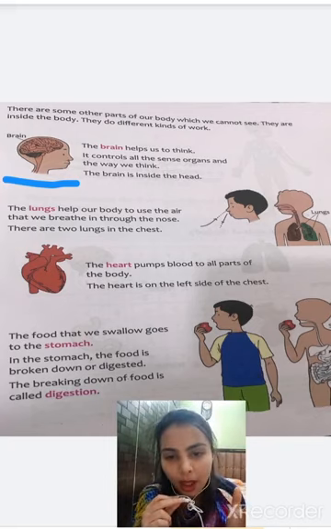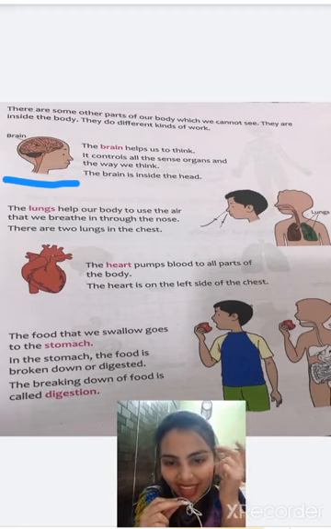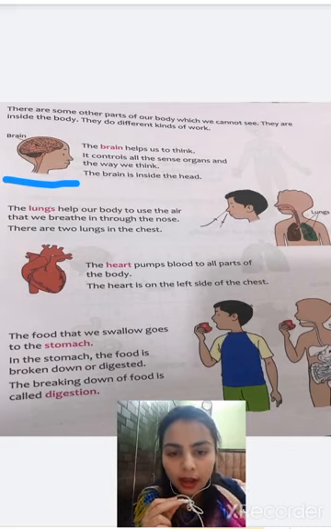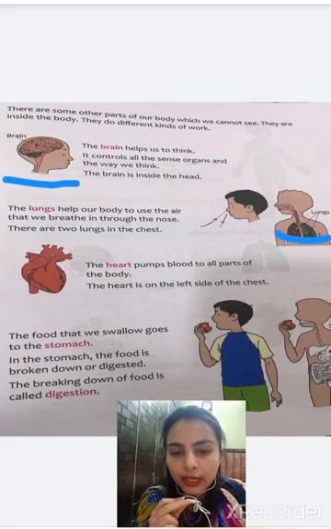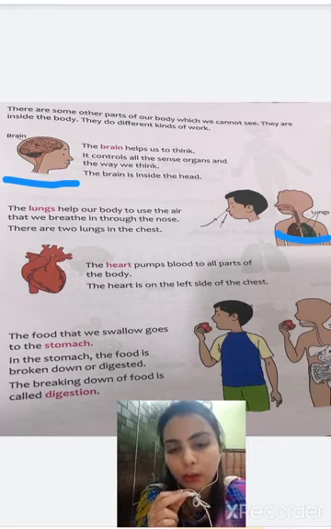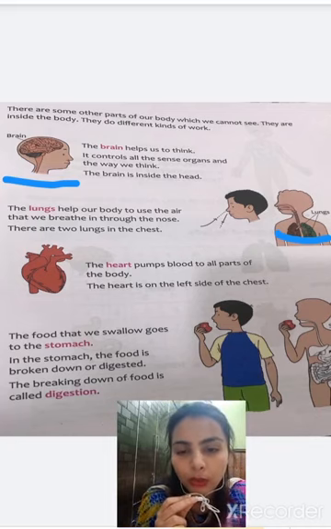Touch your head. Brain lies inside our head. Okay, the next internal organ is our lungs. This is the picture of lungs. See in your books, picture of lungs. See in your books. Now read about it.